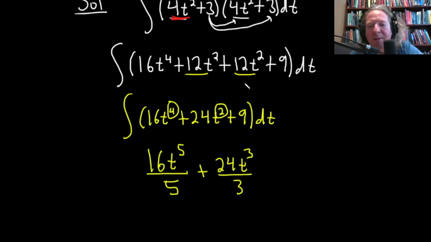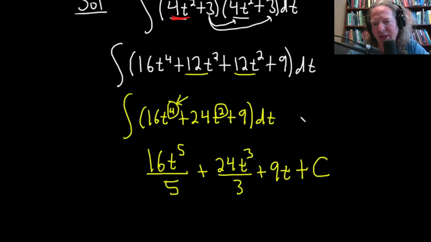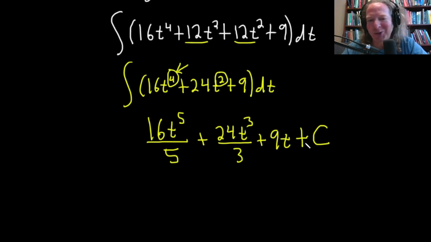And then whenever you have a number by itself, you just tack on a t, so plus 9t. Plus our constant of integration, capital C. So again, the power rule says when you have a number to a power, as long as that power is not negative 1, you basically add 1 to it and divide by the result. So 4 plus 1 is 5, there's the 5. 2 plus 1 is 3, there's the 3. A number by itself, just tack on the variable, plus 9t. And don't forget big C, which is our constant of integration.